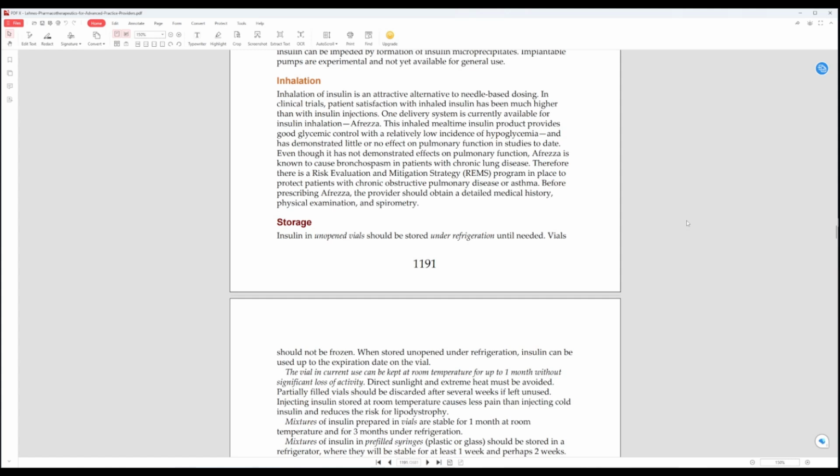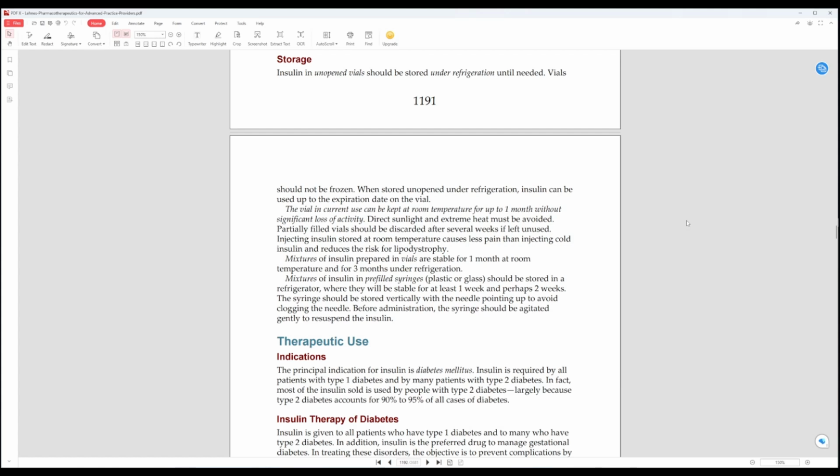Even though it has not demonstrated effects on pulmonary function, Afrezza is known to cause bronchospasms in patients with chronic lung disease. Therefore, there is a risk evaluation and mitigation strategy program in place to protect patients with chronic obstructive pulmonary disease or asthma. Before prescribing Afrezza, the provider should obtain a detailed medical history, physical exam, and spirometry.